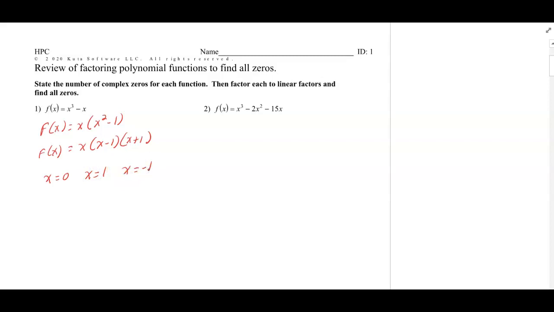In calculus, there is a non-calculator portion of the AP test, so you should be able to look at that function f of x and then be able to visualize the graph using the intercepts and end behavior. If you want a practice problem, try number 2.